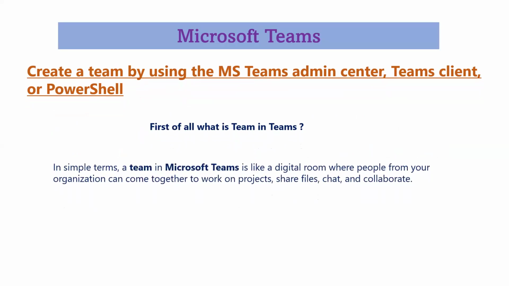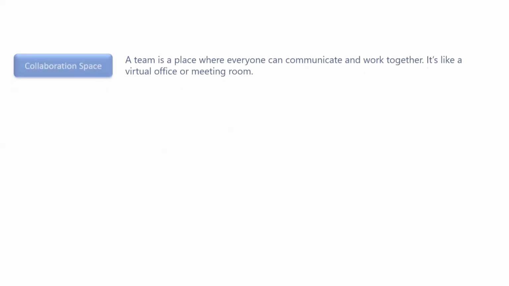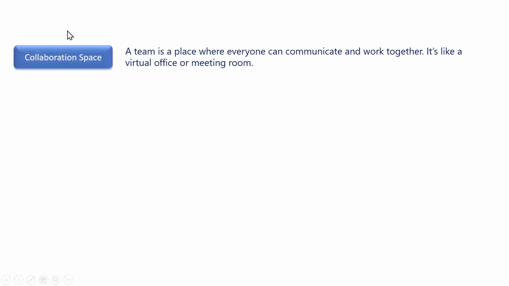In simple terms, a team in Microsoft Teams is like a digital room where people from your organization can come together and work on projects, share files, chat, and collaborate. So it's a collaboration space. A team is a place where everyone can communicate to work together. It's like a virtual office or a meeting room.